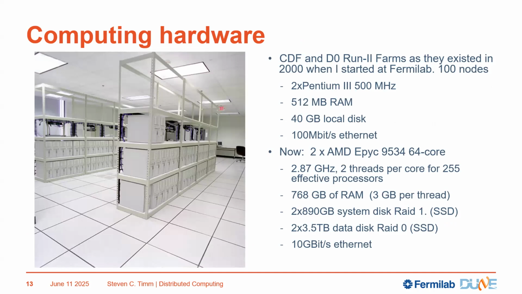So I'm going to go over all those components in detail, one by one now. So computing hardware. This is what we had in the year 2000 when I started at Fermilab. This was the total computing power of CDF and D0. D0 on front, CDF in back. 50 regular desktop PCs each.